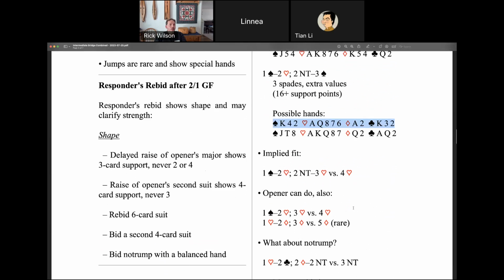Okay. I was reading that implied fit. I don't understand what that thing is saying.